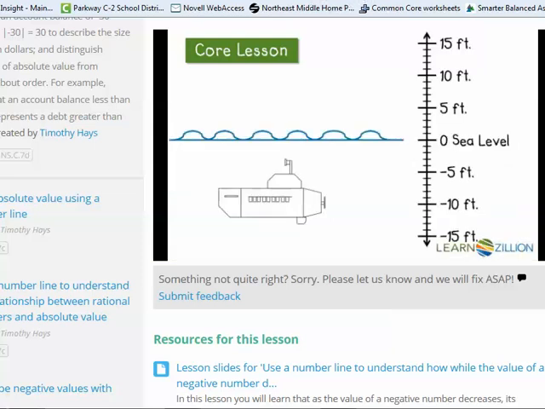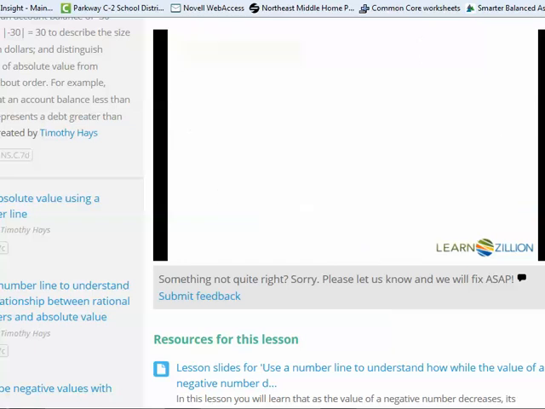Here's another example. The submarine is below sea level. As it travels deeper or further from zero, it creates a greater absolute value. This is because as it travels deeper, the distance from zero or sea level becomes greater. As the submarine moves closer to sea level, its distance becomes less.